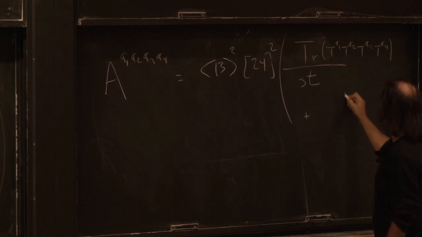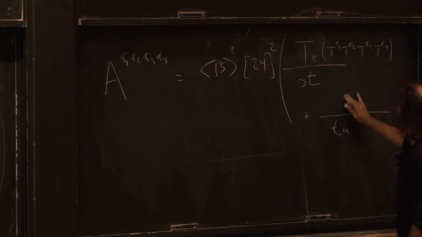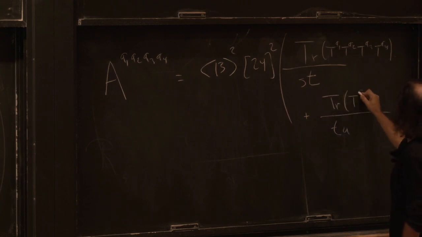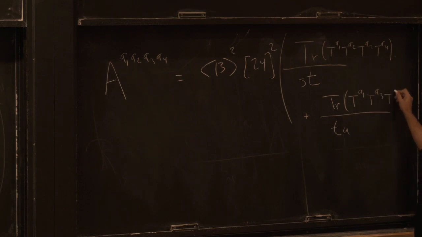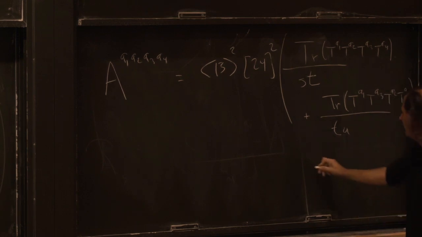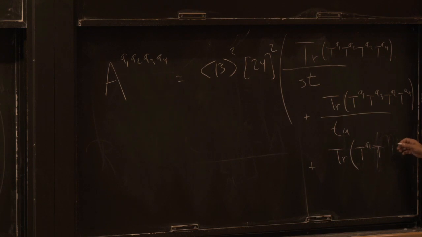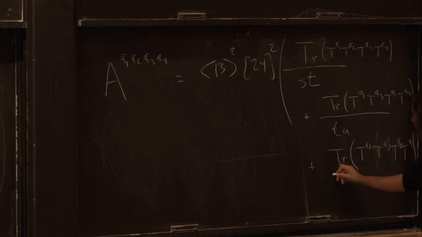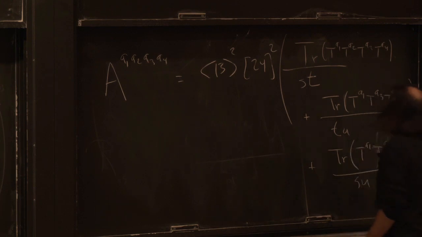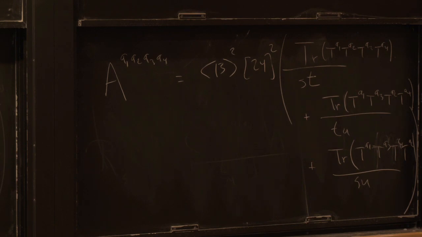There's another piece that looks like 1 over TU, and what dresses that is the trace of T^{A1} T^{A3} T^{A2} T^{A4}. And finally, there's the last piece, which is the trace of T^{A1} T^{A3} T^{A4} T^{A2}, over S times U. So from the formulas we just wrote down, and using that decomposition, you can write it like this. I'm just saying this now. We'll do it in more detail later.